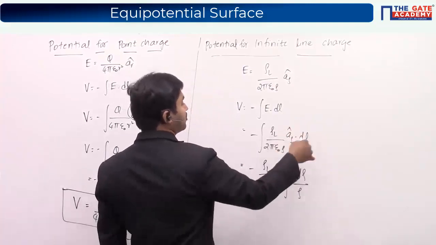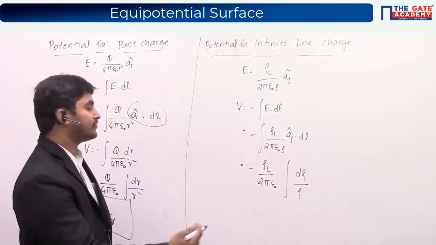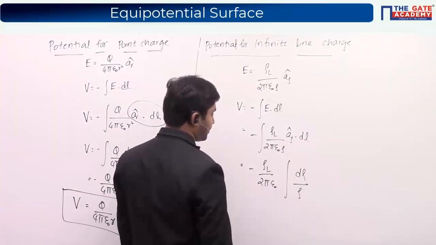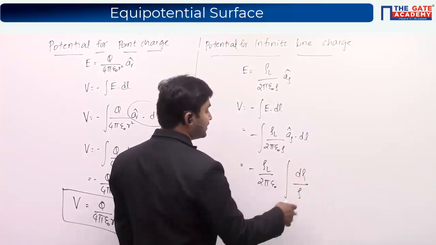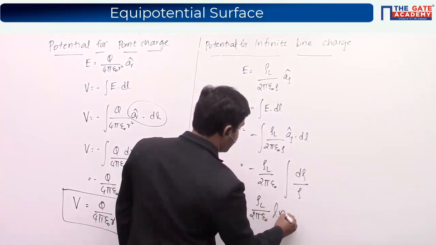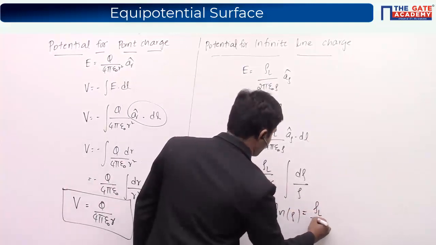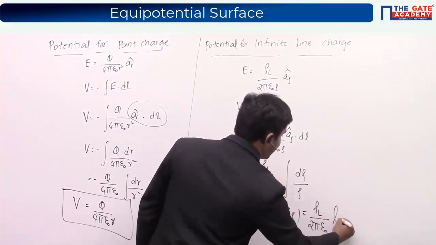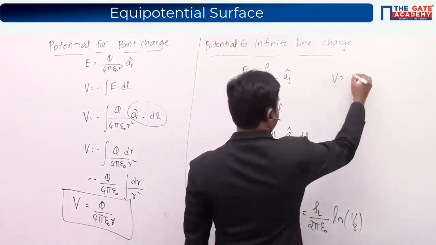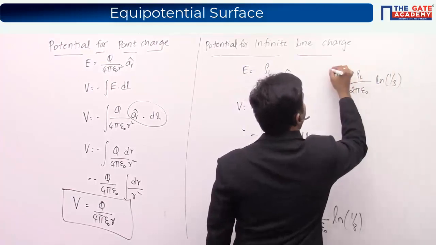How we are getting d rho is once again because of the differential length that we have learned in the cylindrical coordinate system. So dl dot a_rho is equal to d rho. The result of the integration is ln of rho, so rho_L divided by 2 pi epsilon naught ln of rho with a minus sign. If I take the minus inside the natural logarithm, this becomes rho_L divided by 2 pi epsilon naught ln of 1 by rho. So the potential V is given by rho_L divided by 2 pi epsilon naught ln of 1 by rho.